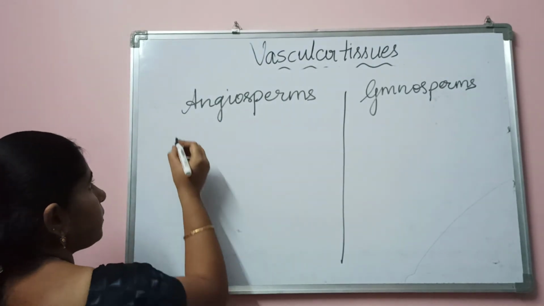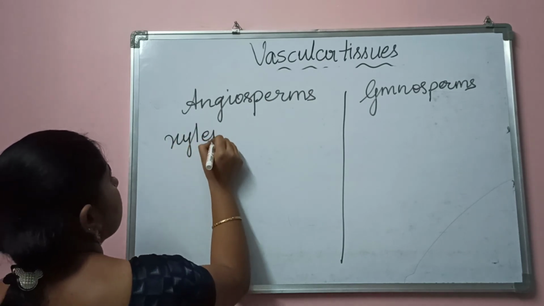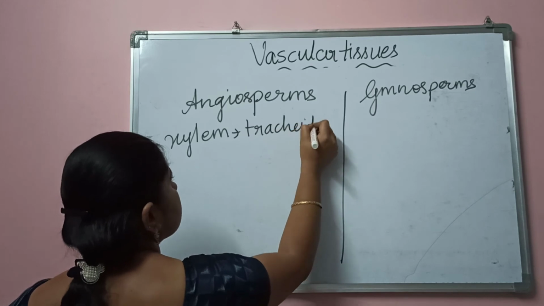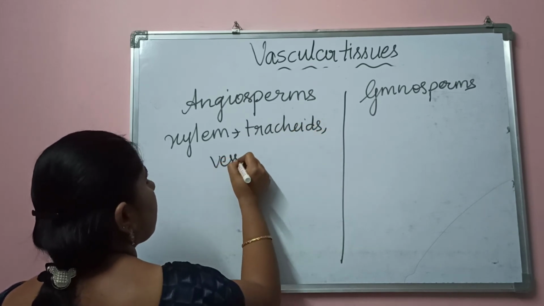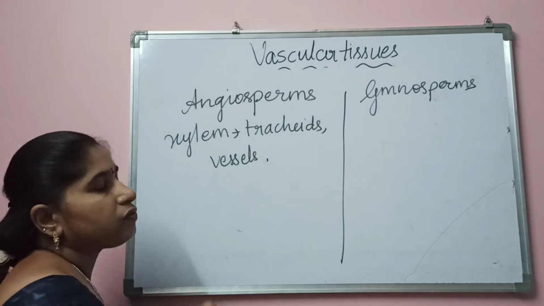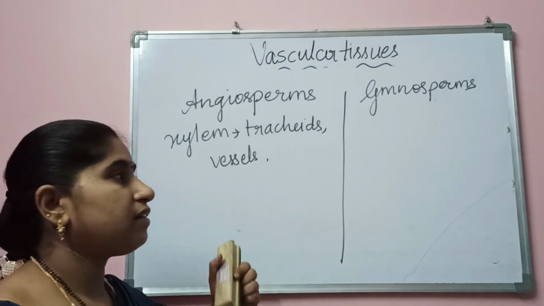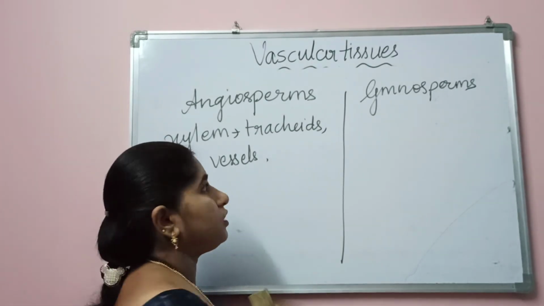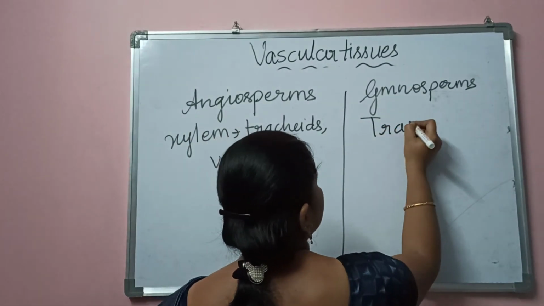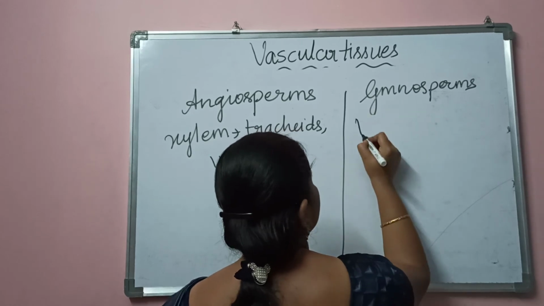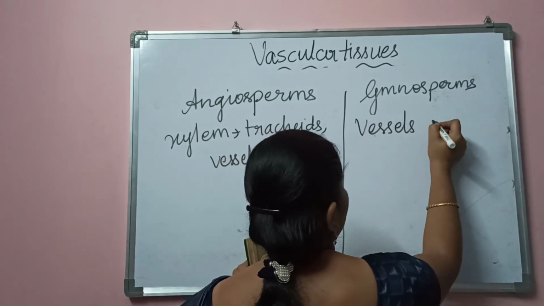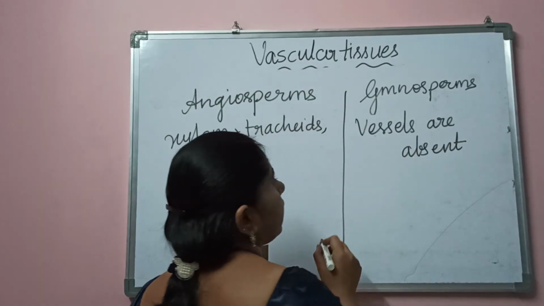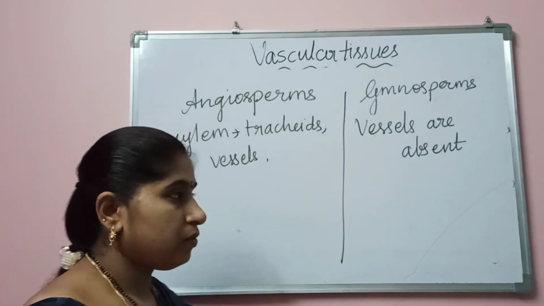Here in the angiosperms, in the xylem, tracheids and vessels are useful for the transportation of water. Next, if you come to the gymnosperms, here vessels are absent. In the gymnosperms, vessels are absent. So the xylem of the gymnosperms is lacking vessels.